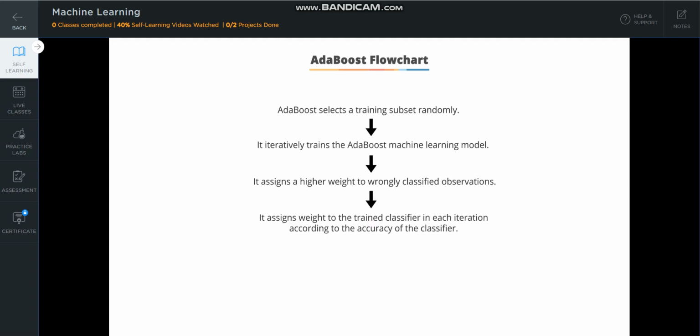4. Also, it assigns weight to the trained classifier in each iteration according to the accuracy of the classifier. The more accurate classifier will get higher weight. 5. This process iterates until the complete training data fits without any error or until it reaches the specified maximum number of estimators.